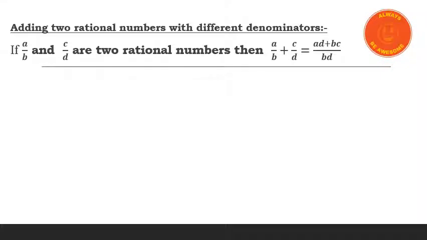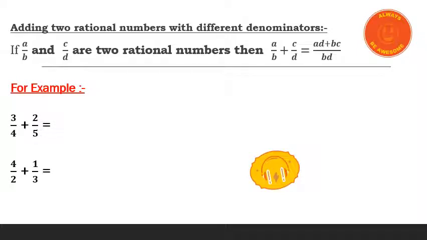Second type, adding with different denominators. If A over B and C over D are two rational numbers, then what does A over B plus C over D equal? To get a common denominator, I multiply the denominators, B by D equals BD, and cross multiply: A by D plus B by C.